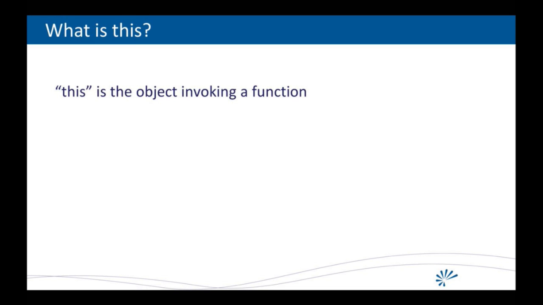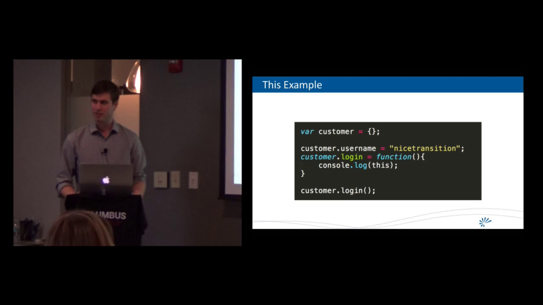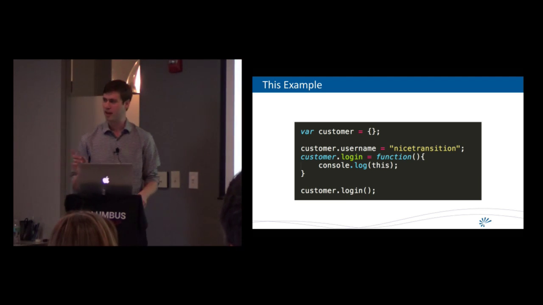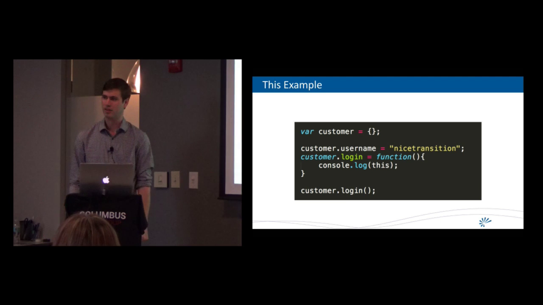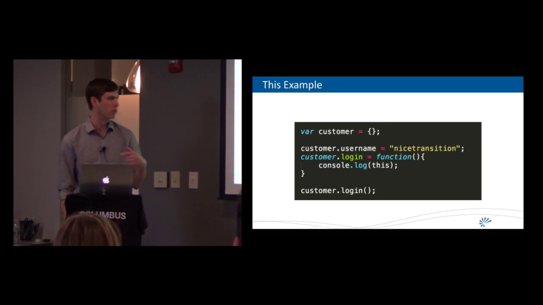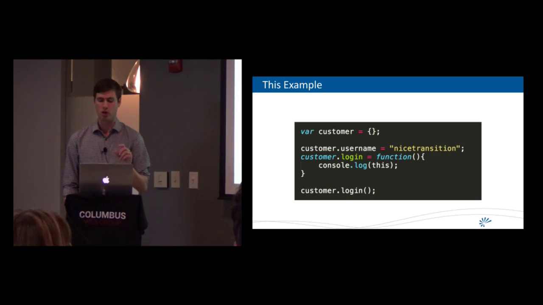So this is a reference to what is invoking a function. What do you mean by that? Like, you create a function and then you invoke it using something. That's what I think. And I don't think objects invoke. Most of the functions we wrote were sort of self-invoking. Here's an example where I'm creating a customer function, and then I'm creating a customer object, and then I'm attaching a login function to that customer object, and look at what is invoking that function. It's customer.login. So what would this be in that example?